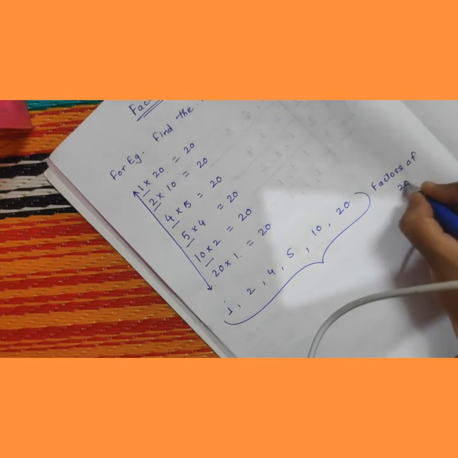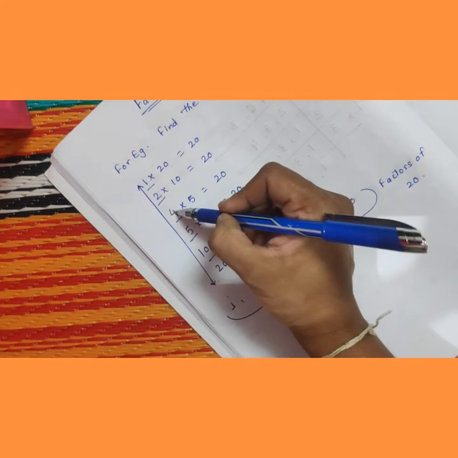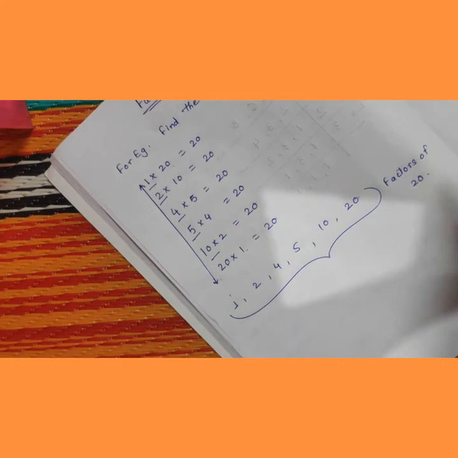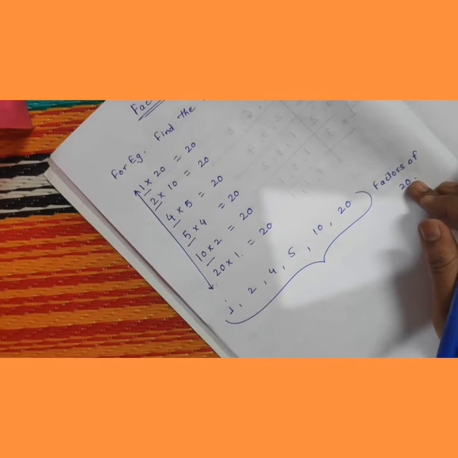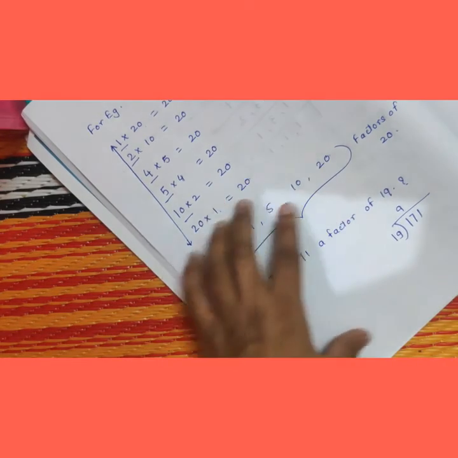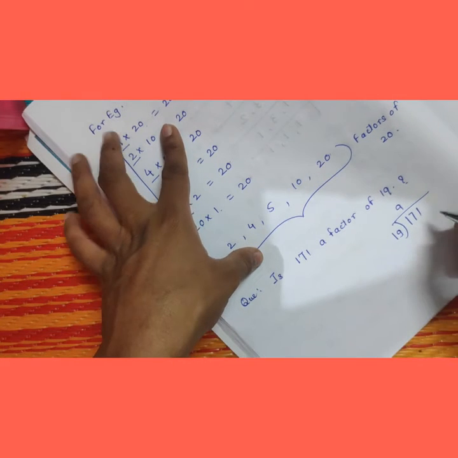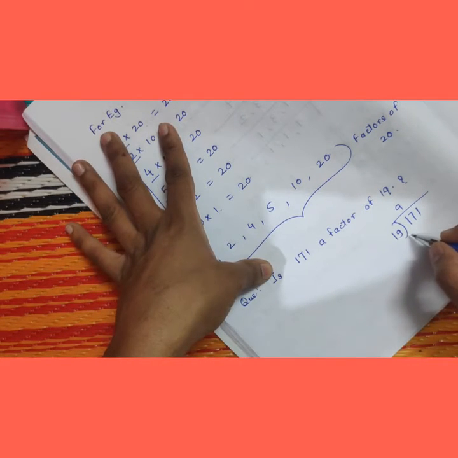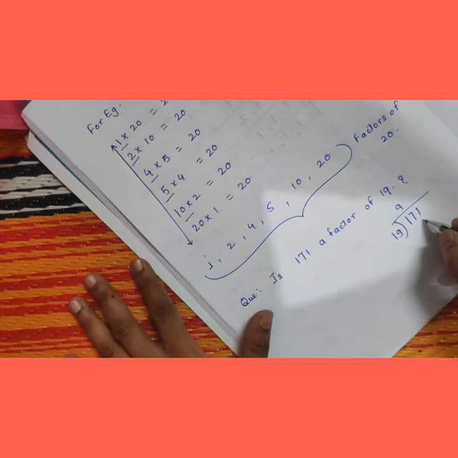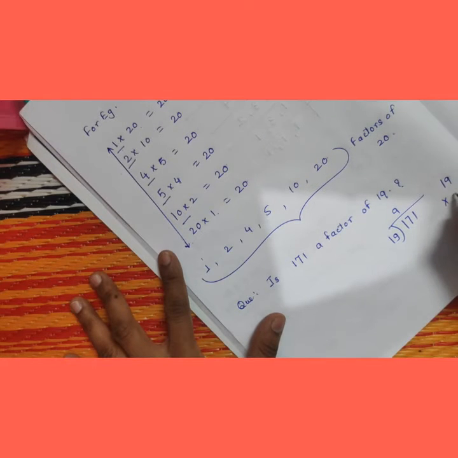Okay? Is it clear to everyone? These numbers 1, 2, 4, 5, 10 and 20 are the factors of 20. Okay? Now we will take another example. Now suppose the question is: is 19 a factor of 171? What will you do? We can divide 171 by 19. And if you don't know the table of 19, you can simply try it by multiplication.